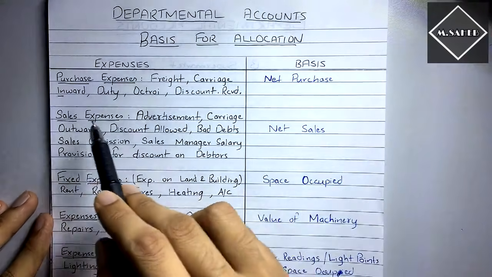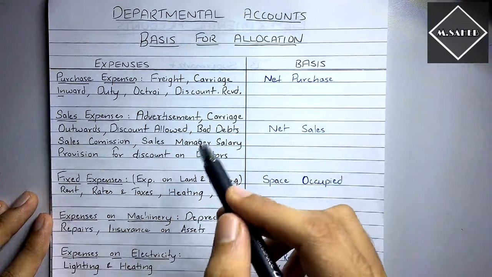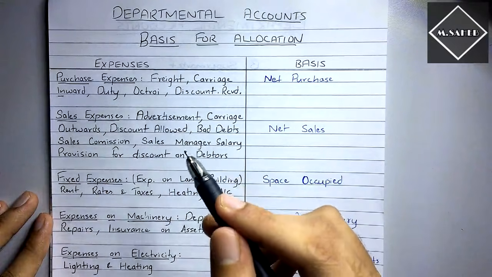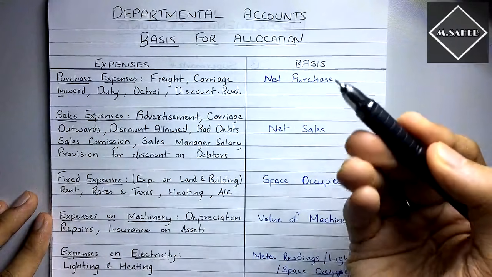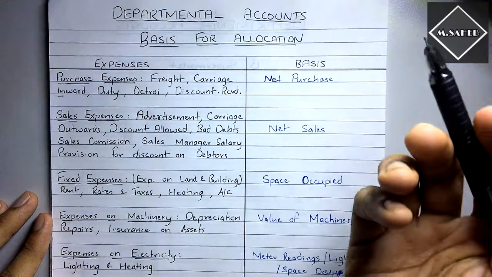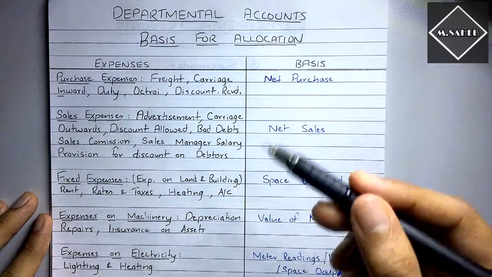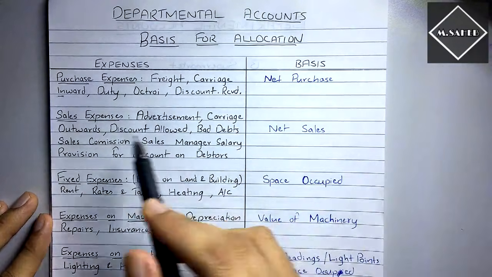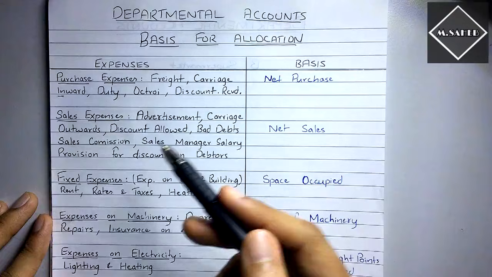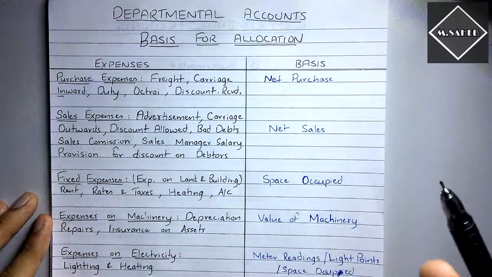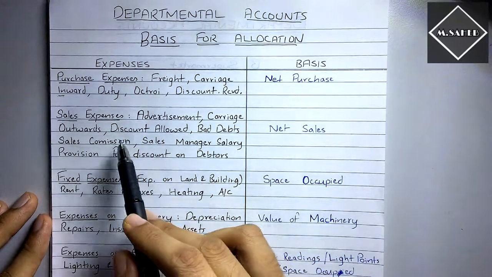Then here we have sales expenses, advertisement. Now why is advertisement done? Why are advertisement expenses incurred? To increase the sales. Simple. So it is connected with sales. Carriage outwards, I told you, to send something out. Out means sales. So outward shipping charges will also be connected with sales ratio. And then we have discount allowed.